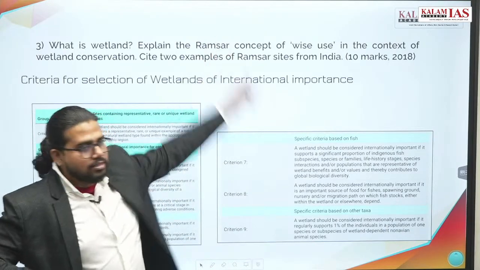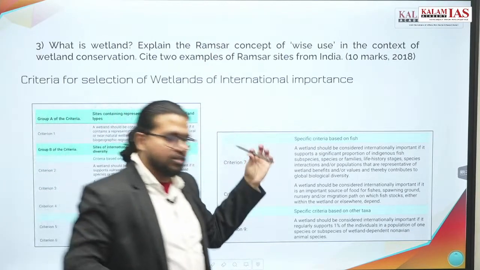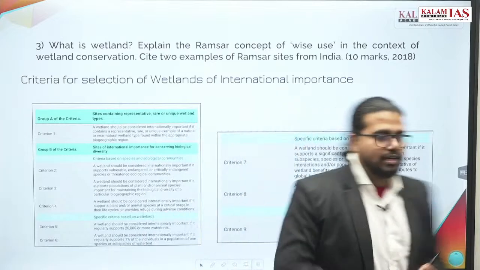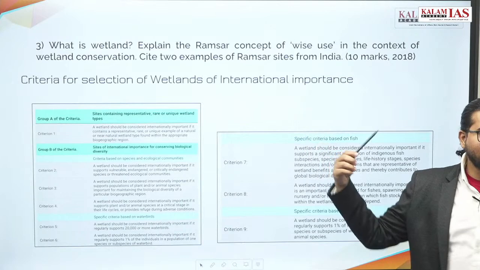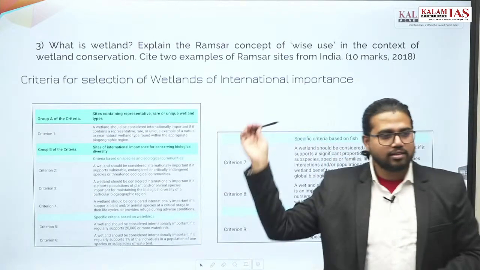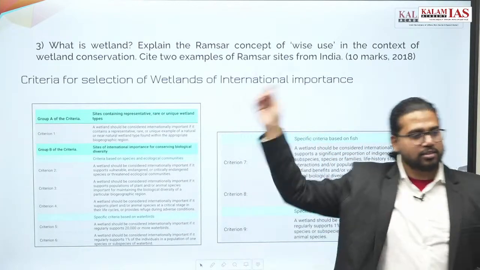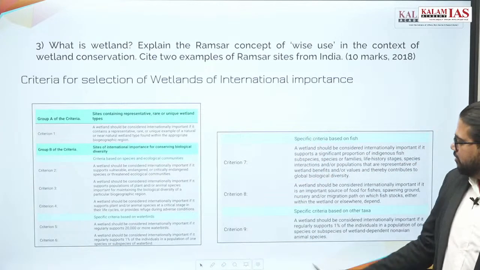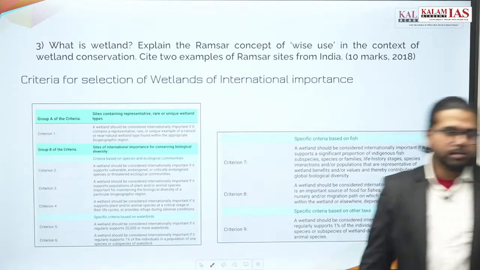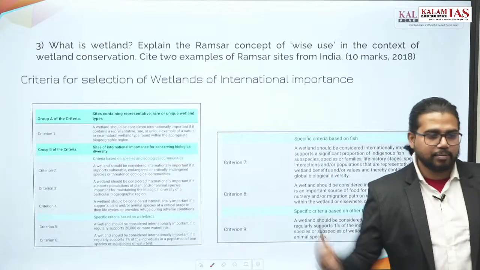So this is also not part of the question. Why we are including this is, if wetland is asked and the wise use part is asked, we are including wetlands. Every prelims, 20-30 new wetlands have been included. So there can be a possible question on what criteria we are putting the wetlands in.